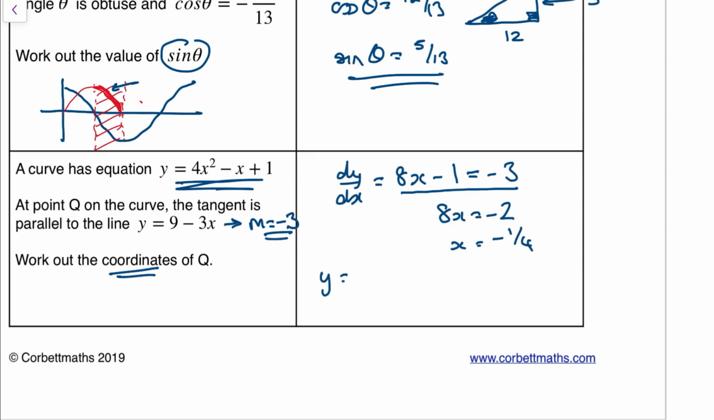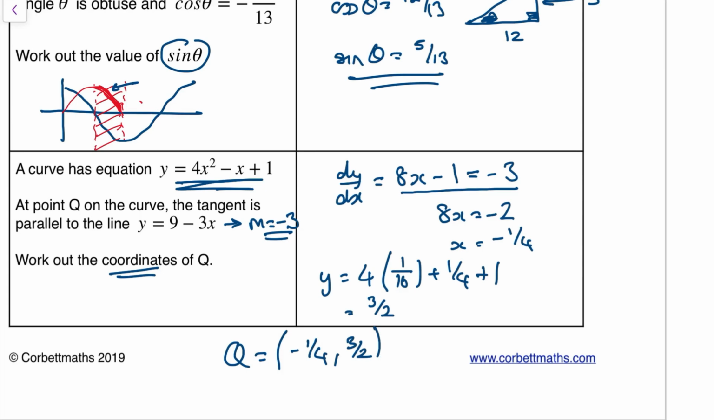So therefore my y value, and again, just be careful, it's really easy to mess this up at the end. So it's 4 times minus a quarter squared, which is a 16th. Minus minus is a plus a quarter, and then plus 1. Well, 4 over 16 is a quarter, so it's a quarter plus 1, which is going to be 6 quarters, otherwise known as 3 over 2. So therefore, just to make sure I've been absolutely clear, Q is going to be equal to (minus a quarter, 3 over 2). Always pull the answer back out at the end.